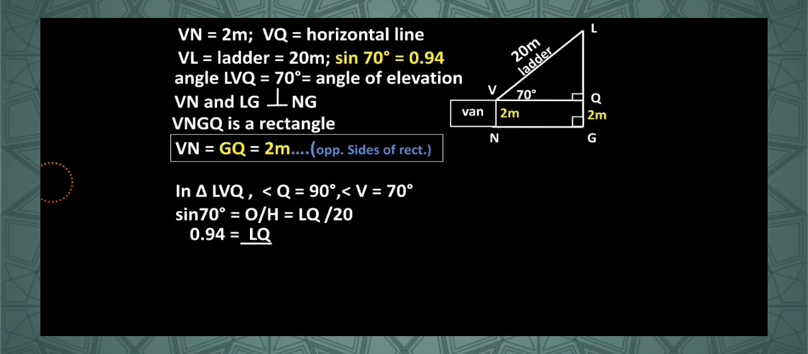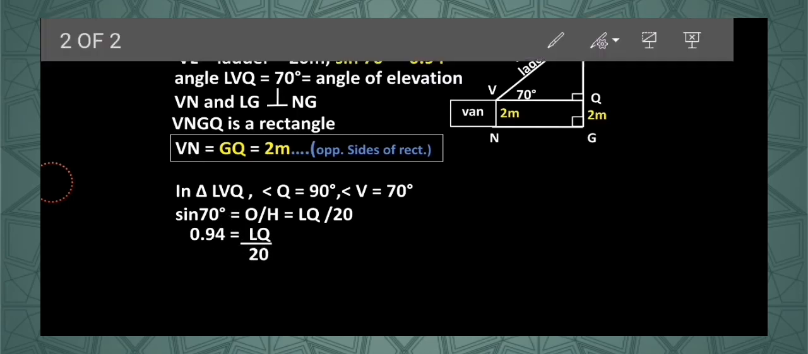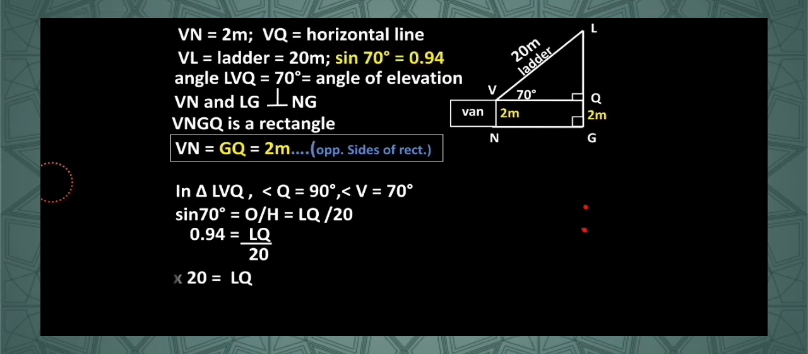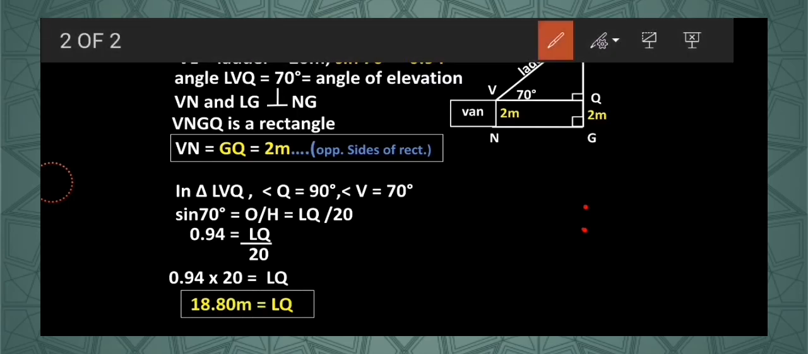Sine 70 is again given in the question itself, and by applying simple mathematical rules, we can say this 20 can be shifted to 0.94 in multiplication, correct? Here it is our next step, and after doing the multiplication we get the value 18.80 meters. We have successfully found both the values that we needed to find the height GL, that is the wall up to which the ladder can reach, correct?